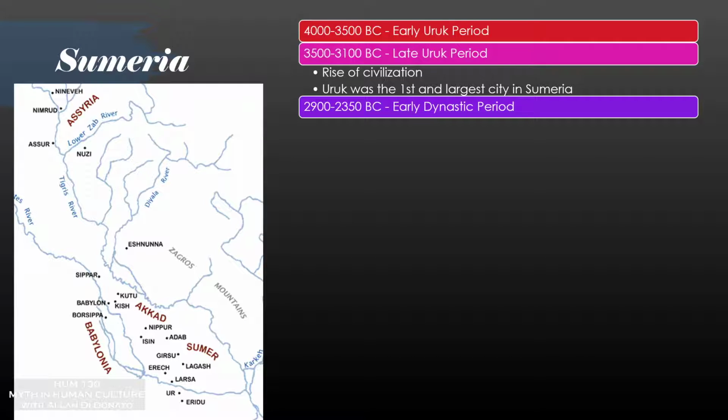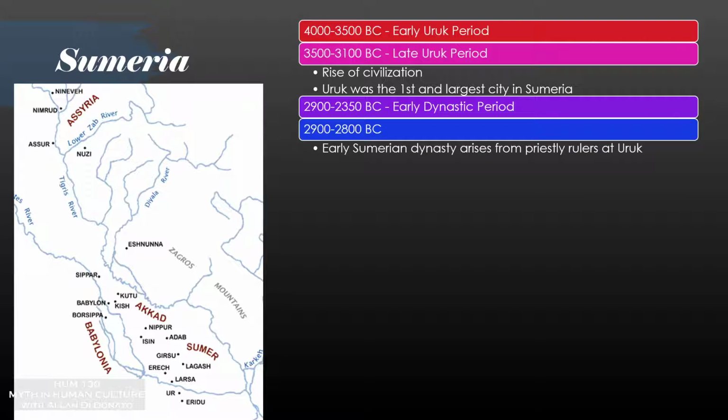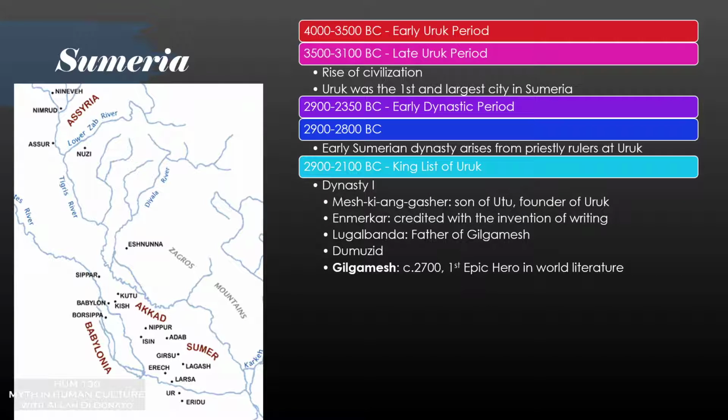The next period is called the early dynastic period, 2900 to about 2350 BC. And in this period, you have the rise of royal houses, kingship that passed down through the family. And between 2900 and 2800, there is a dynasty that rules at Uruk, most likely, that is going to include our king Gilgamesh. We have lists of kings that date from 2900 to about 2100 that are preserved by later generations. And in the first dynasty of Uruk, we have Gilgamesh as the fifth king of the dynasty.